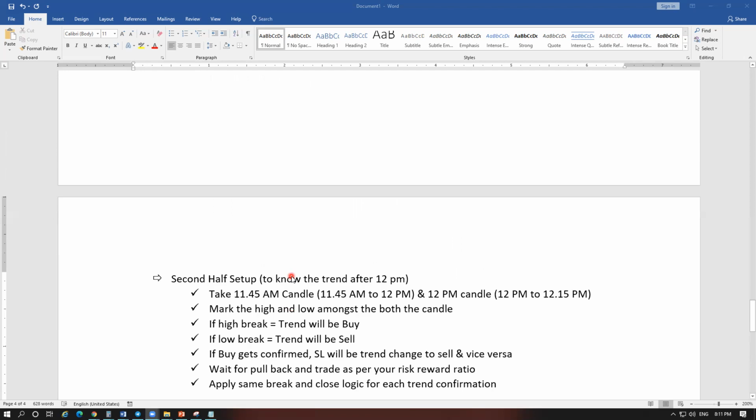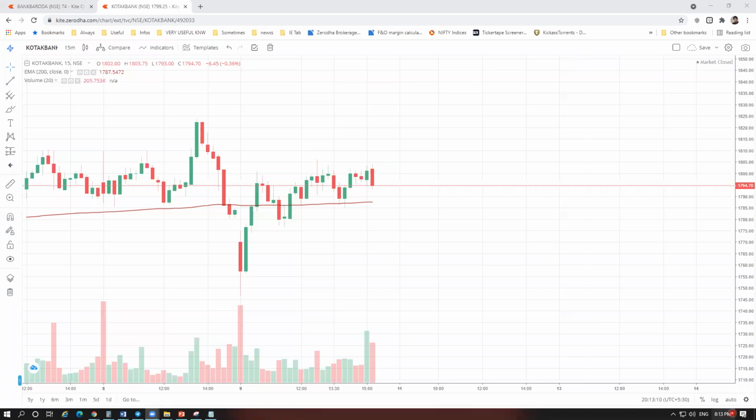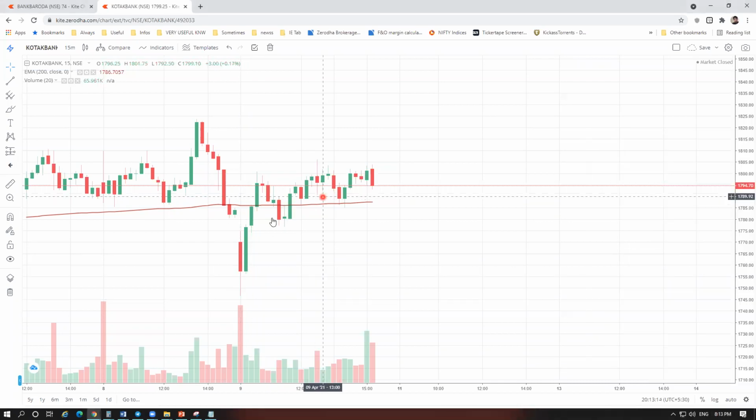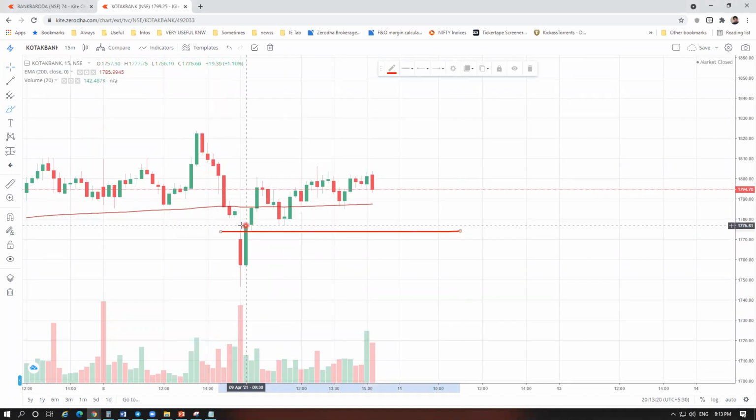So let's, I will shift this to the chart. This is the last trading day, 9th April, Kotak Bank. See what the intraday setup teaches you: the 15 minutes break immediately. Yes, it is breaking immediately. Okay, then this gets confirmed.